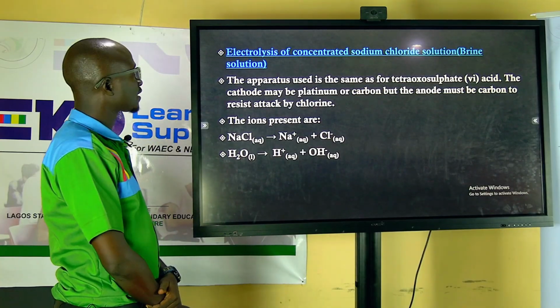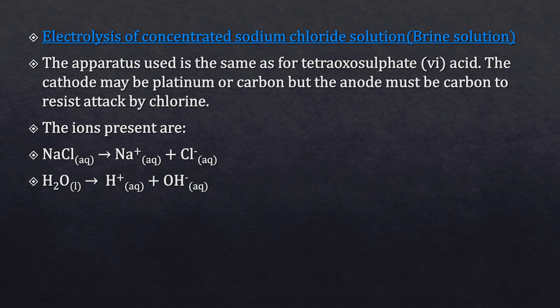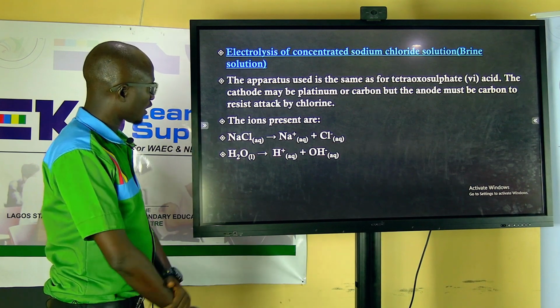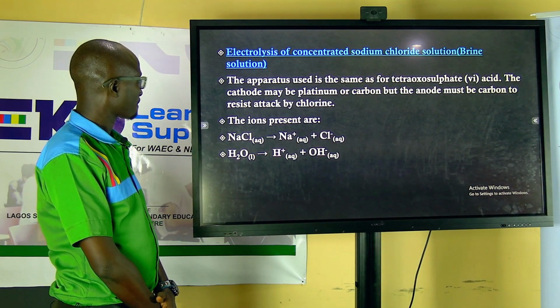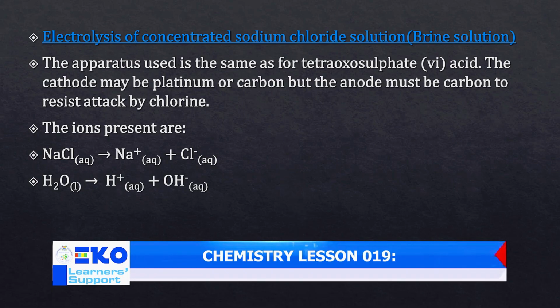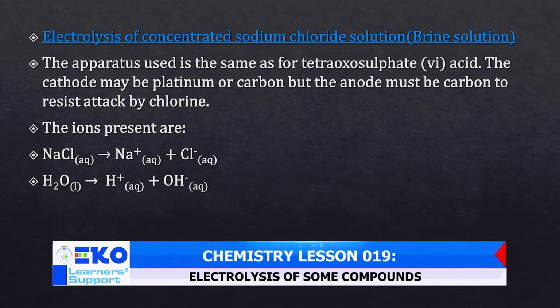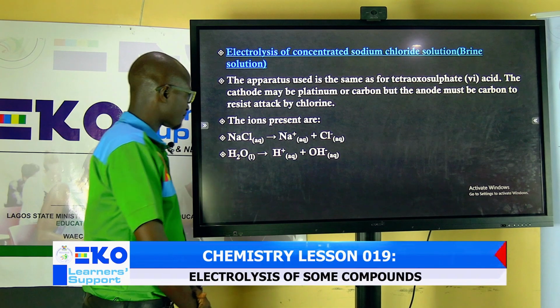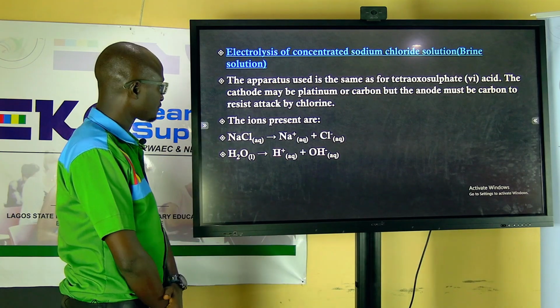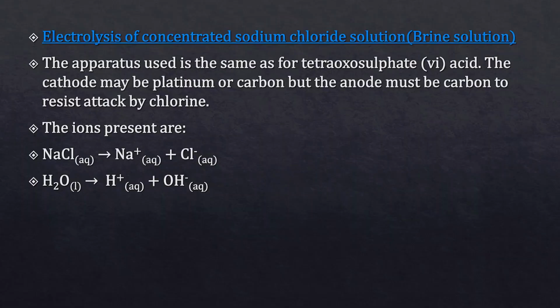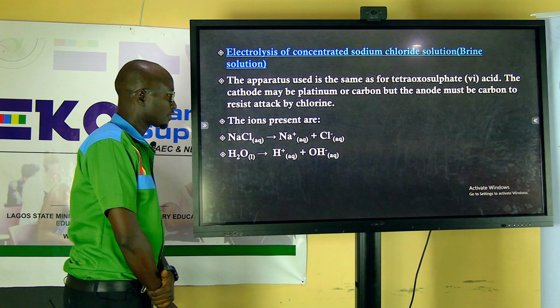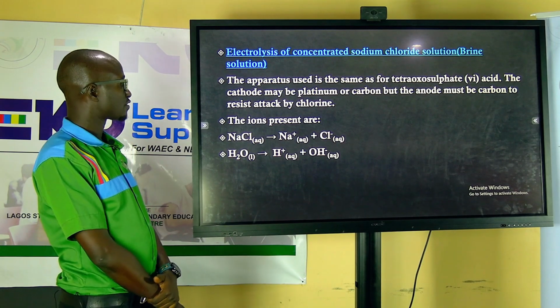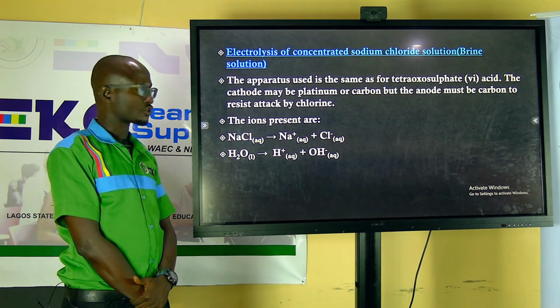So the next one is electrolysis of concentrated sodium chloride, which we refer to as brine. So how do we carry it out? We have the anode, we have the cathode, we have the ions present, NaCl in concentrated form, and H2O. When we say concentrated sodium chloride, that means the water is little, the salt is much.